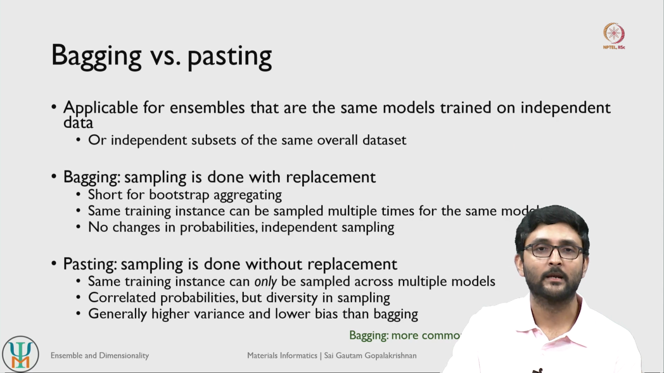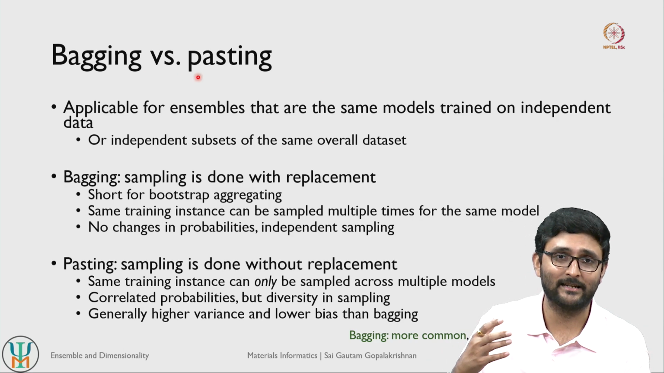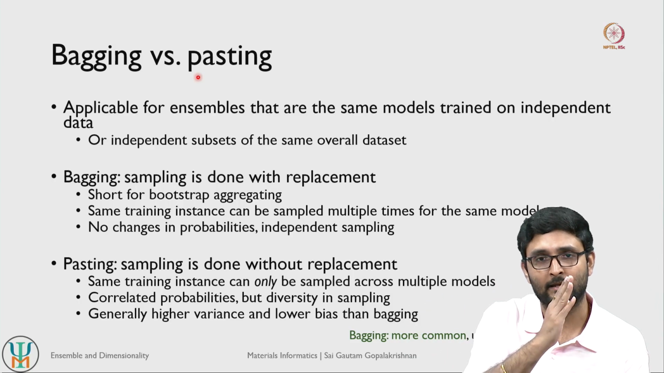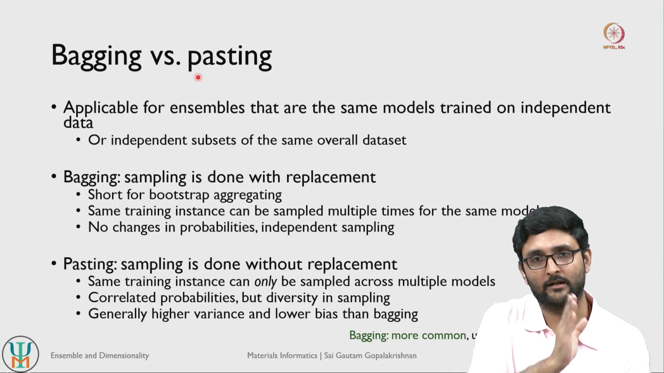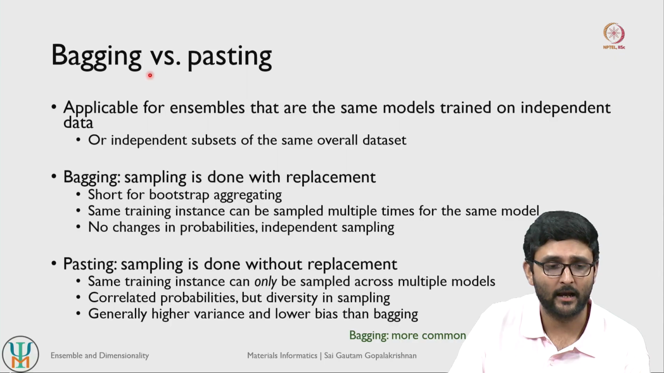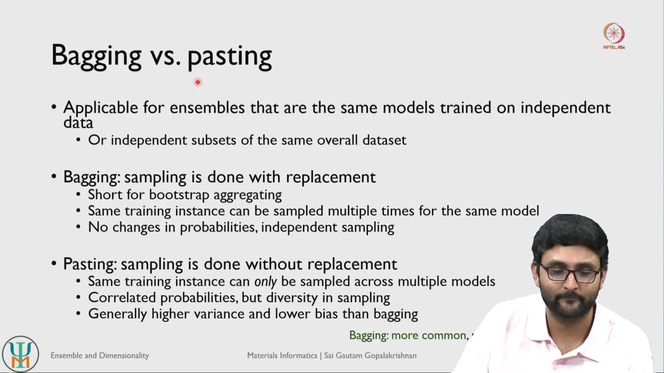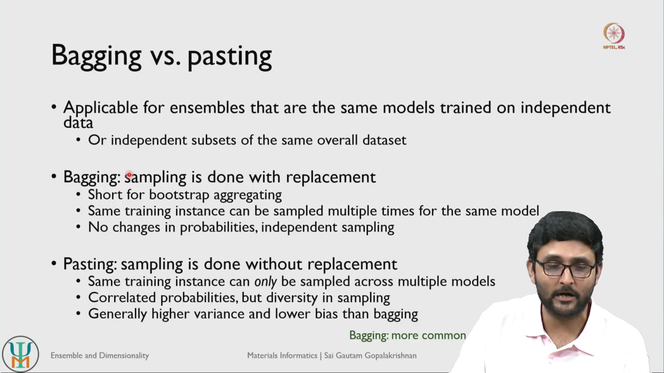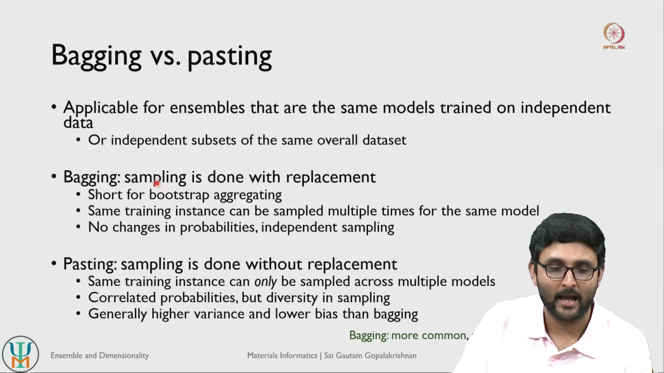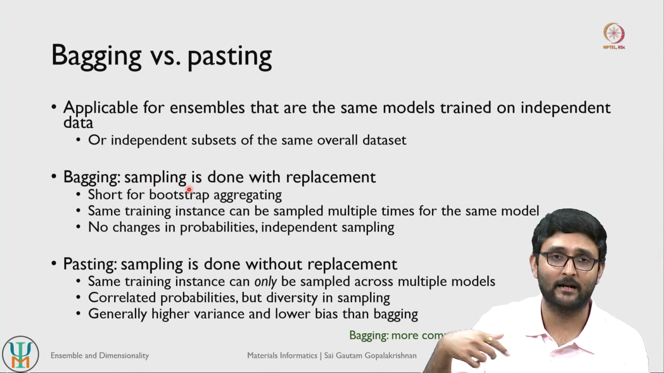Okay. So with respect to ensemble models that learn on individual slices of the data, we are trying to train the same model but on different slices of the data. There are two strategies that we can adopt. One is referred to as bagging and the other is referred to as pasting, right. So what is bagging? Bagging is short for bootstrap aggregating. And here the sampling of your full data set is done with replacement.